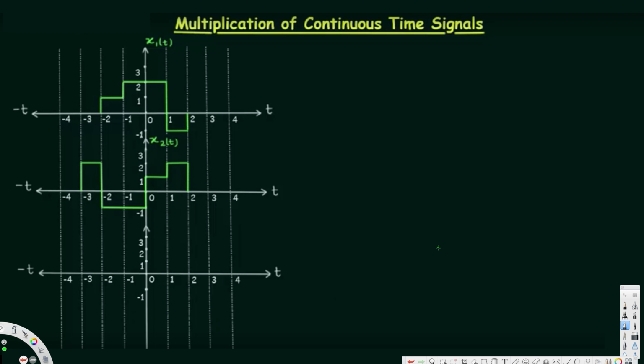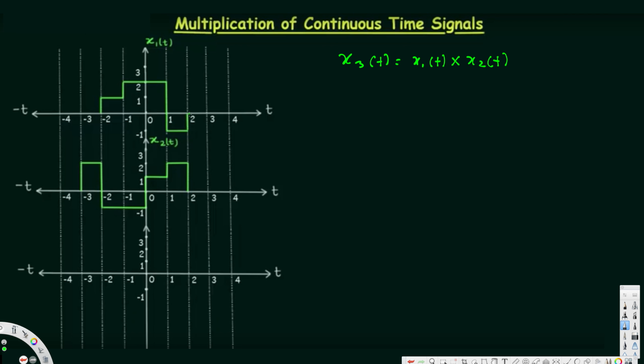Hey guys, in this video we are going to talk about multiplication of continuous time signals. Here we have two continuous time signals and we are going to do the multiplication. The equation is going to be x3 of t is equal to x1 of t times x2 of t. We are going to do the multiplication for each interval, picking each interval and then doing the multiplication. After we find the values, we plug them in this new graph.